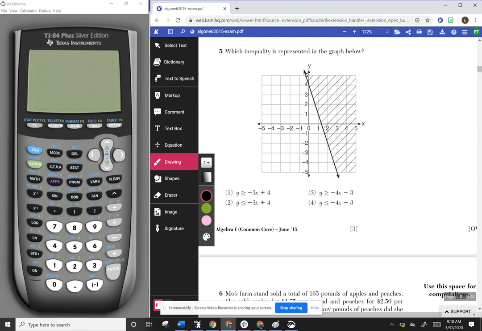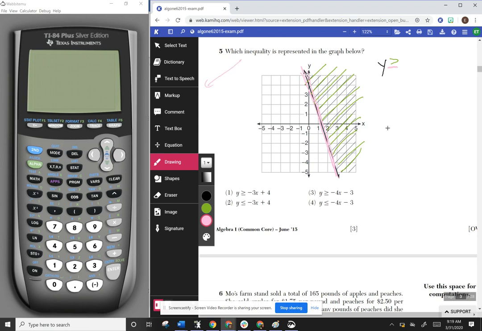Number 5, which inequality is represented in the graph below? So before I even look at the options, I can see that this is shaded up. It's above this line. So this is going to be y is greater than. It has to be greater than because we're shading above the line. I also see that this is a solid line, right? So I know it has to be equal to.